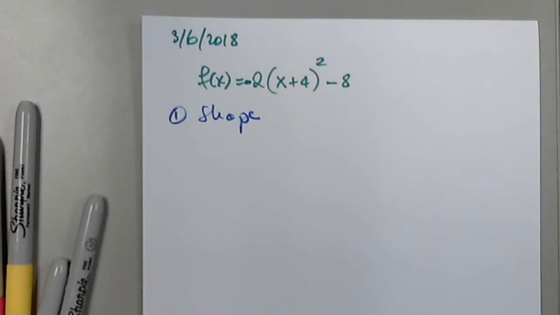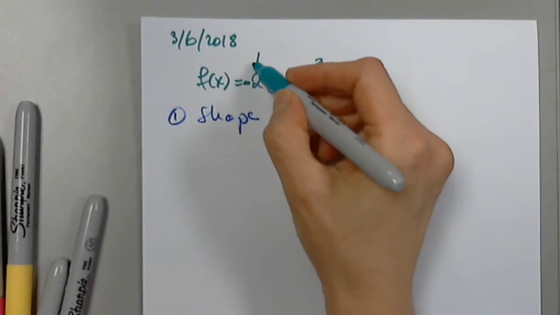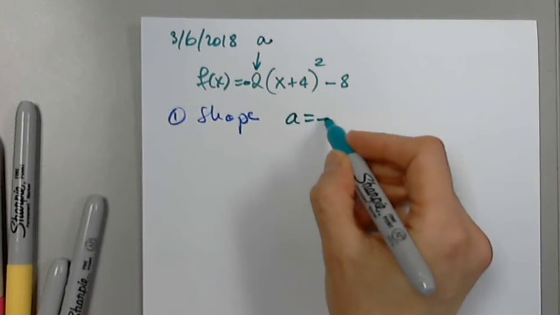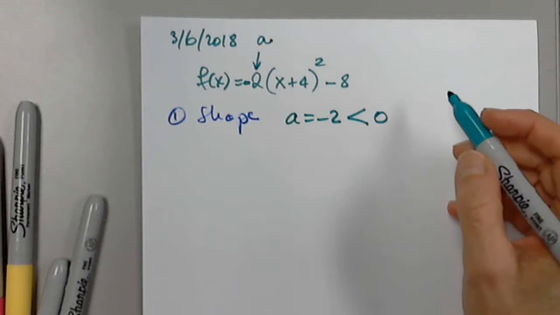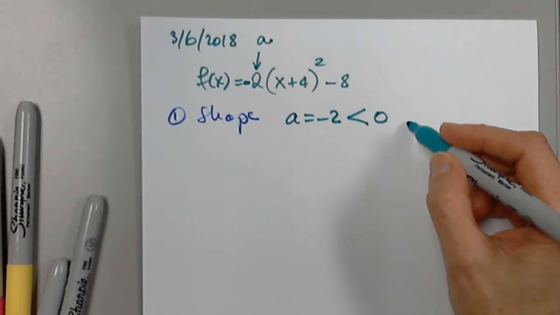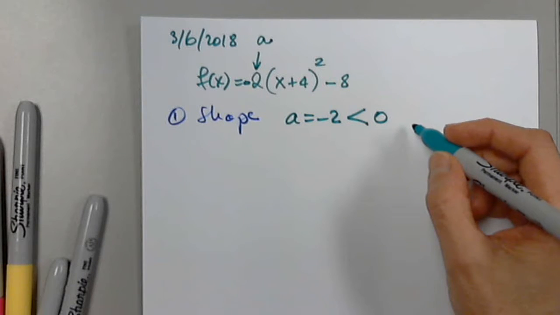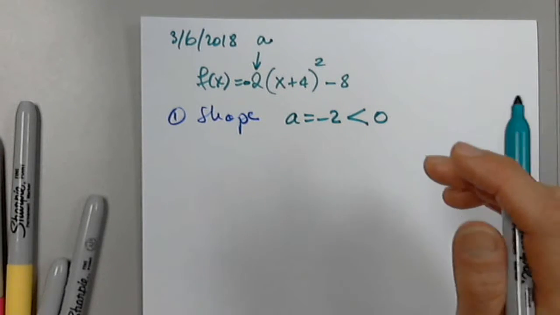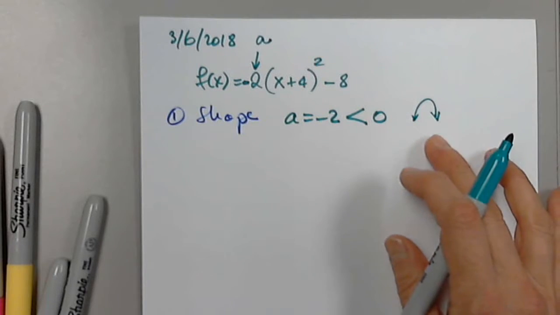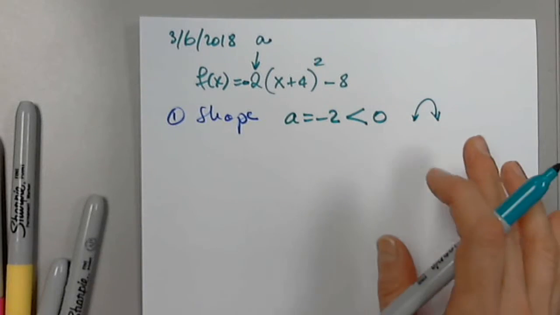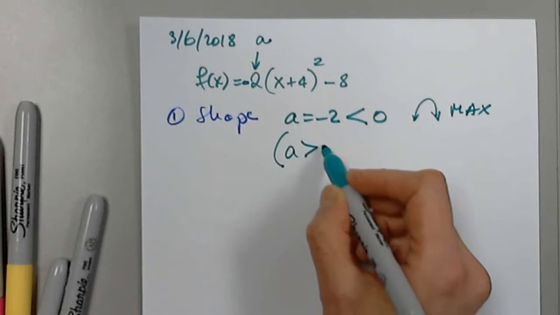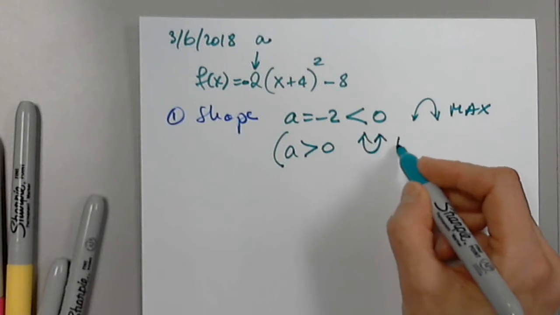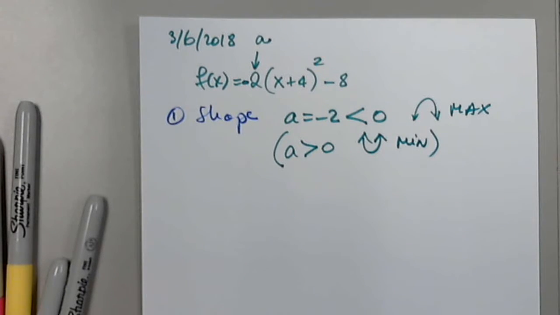Leading coefficient. Very good. Since the leading coefficient, this is the leading coefficient, a equals negative 2, which is a number less than 0, the parabola will have a maximum or a minimum? Maximum. This is from last time. So when the leading coefficient is negative, the parabola has a maximum. And let me put in parentheses, when the leading coefficient is positive, the parabola has a minimum. This is not our case, but I just put it in parentheses as a reminder.